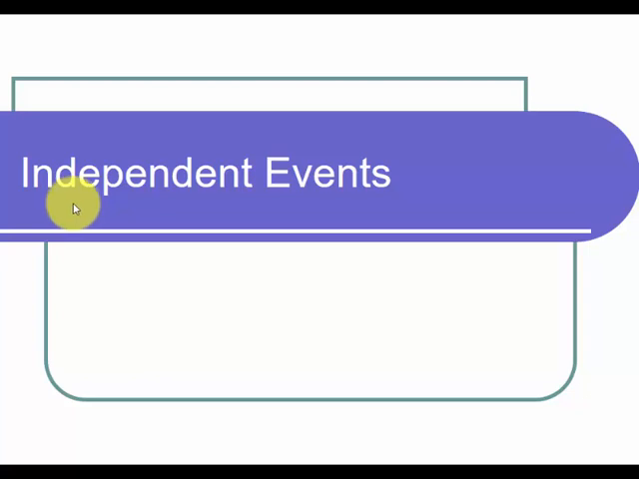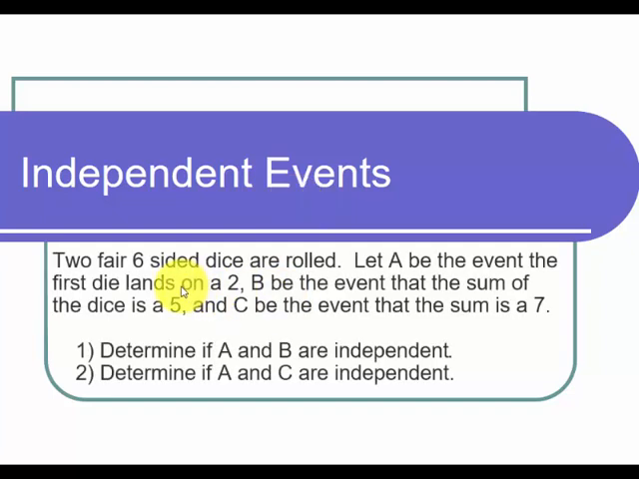This is a video on independent events. The question states, two fair six-sided dice are rolled. Let A be the event the first die lands on a 2, B be the event that the sum of the dice is a 5, and C be the event that the sum is a 7.